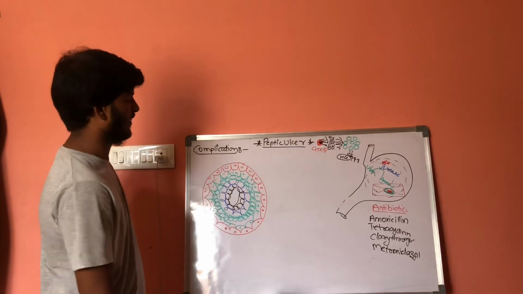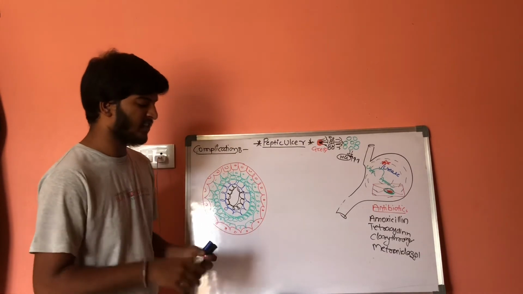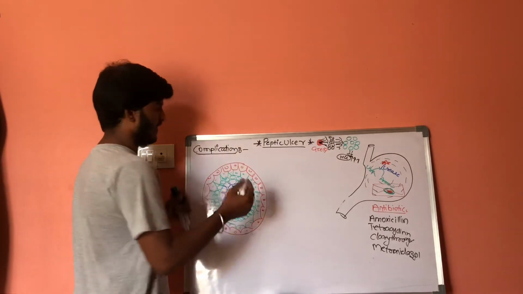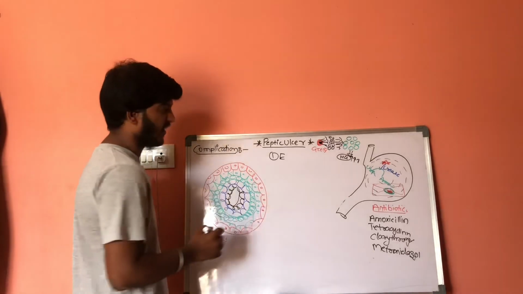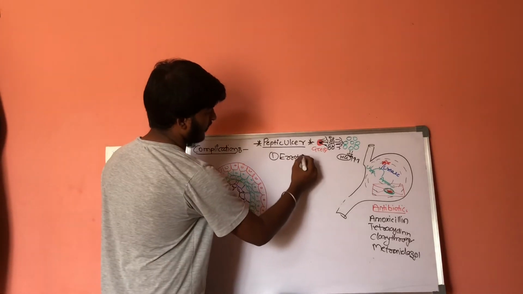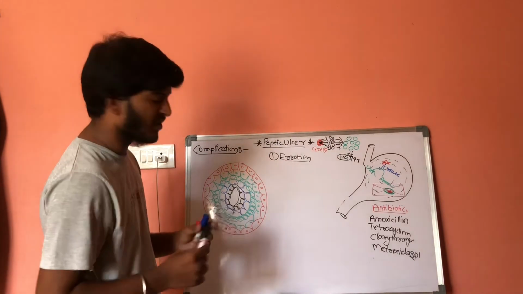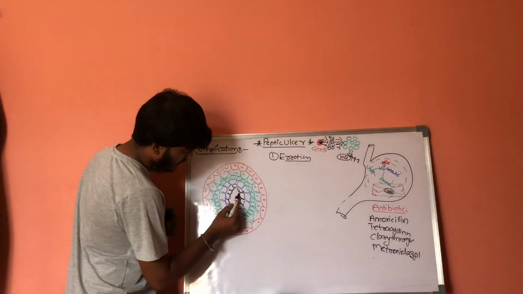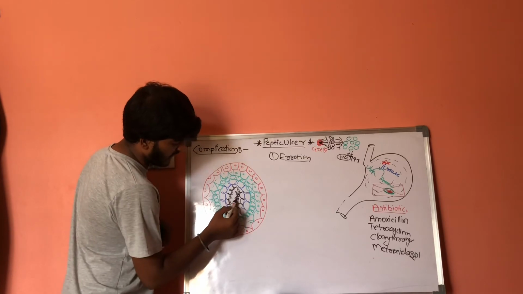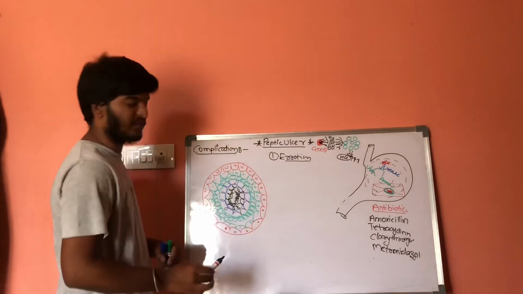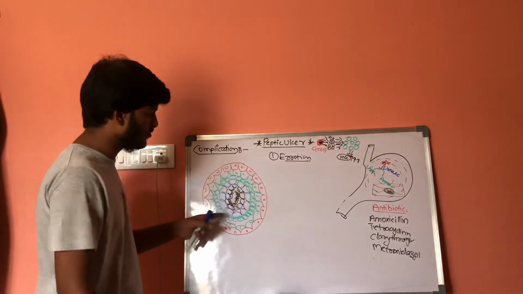This is the submucosal layer. Now, the first complication is erosion. What does erosion mean? There is damage of only the superficial layers, that is the rugae. There is only damage to this rugae, that is erosion. This is the first complication, in which there is damage to only the superficial layers.